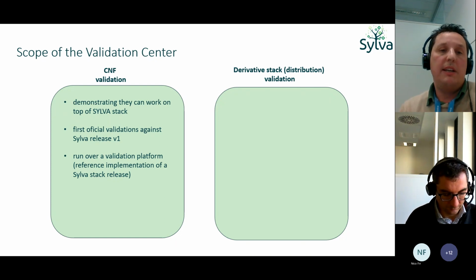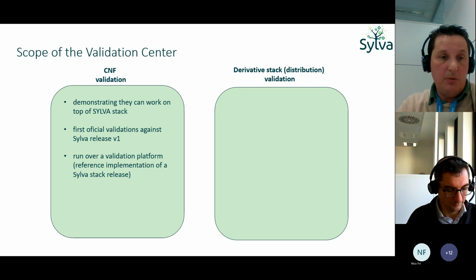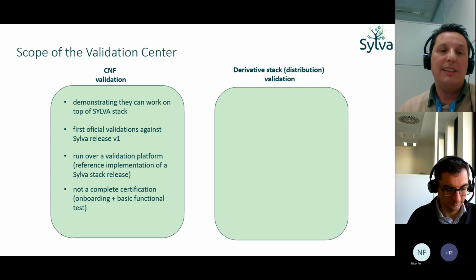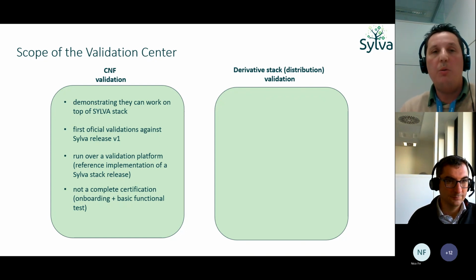So we need, of course, a reference implementation of the Sylva stack. We already have one, by the way. And something important, we call this validation and not certification purposely, because we are not completely certifying a network function. We don't think that once we validate that the network function can be deployed, this can tell any operator, okay, you are safe to deploy this in your production environment. We understand operators will run their specific additional testing. So we don't call this certification because we want to be safe there.